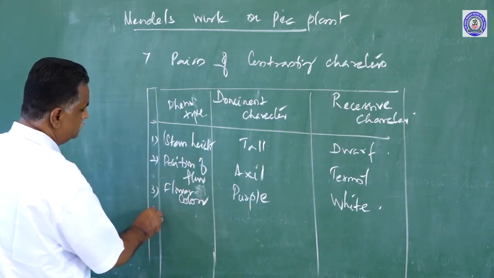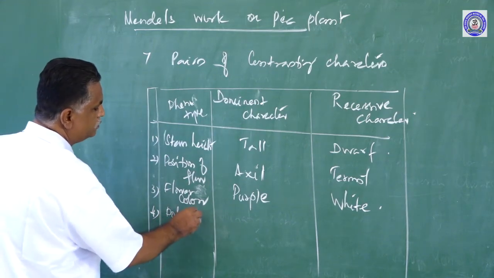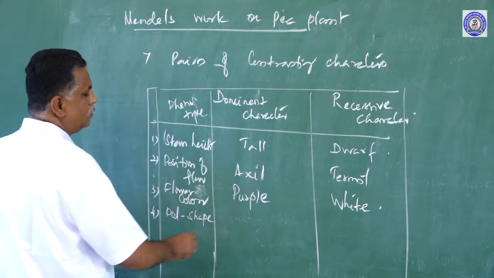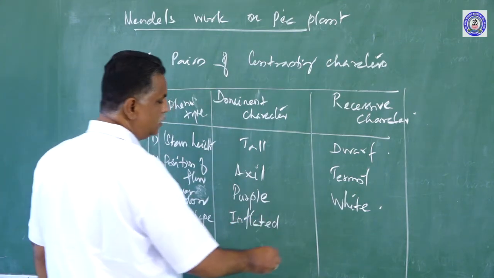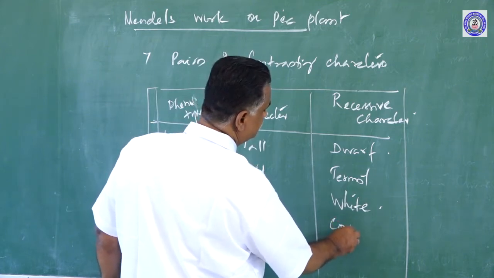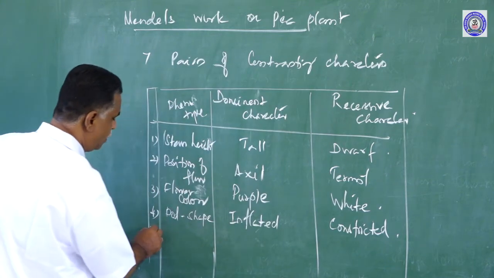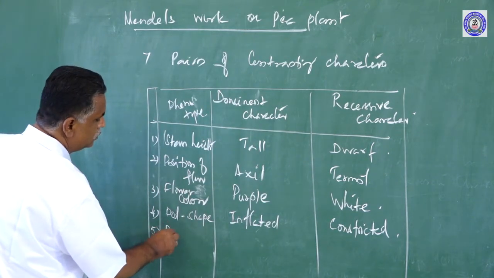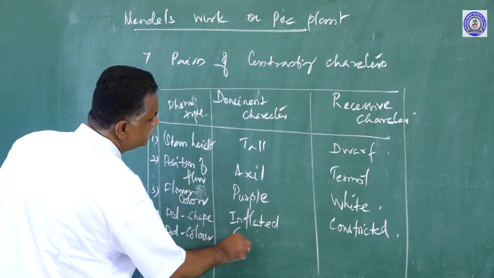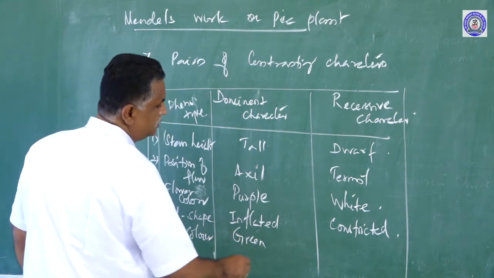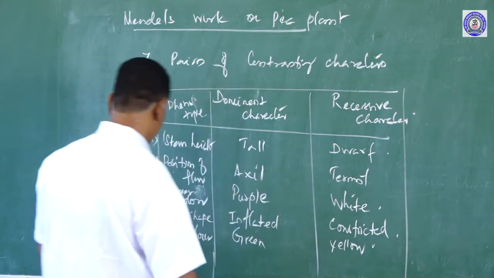And pod, fruit, pod shape, inflated, dominant, and constricted, recessive. And pod color, green is the dominant character, and yellow is the recessive character.